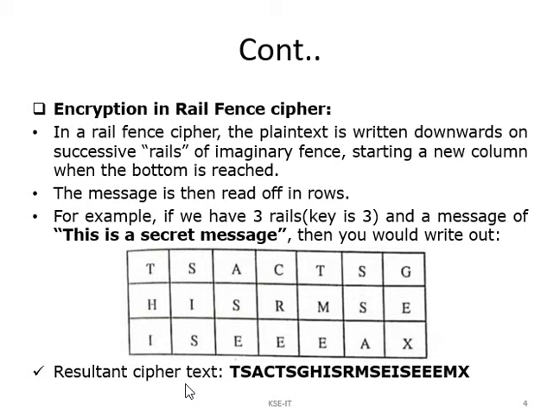So, what should be the resultant cipher text? TSACTSG HISRMSE ISEEEAX, and this is the resultant cipher text using the rail-fence cipher with the key value 3, and the plain text is "this is a secret message."